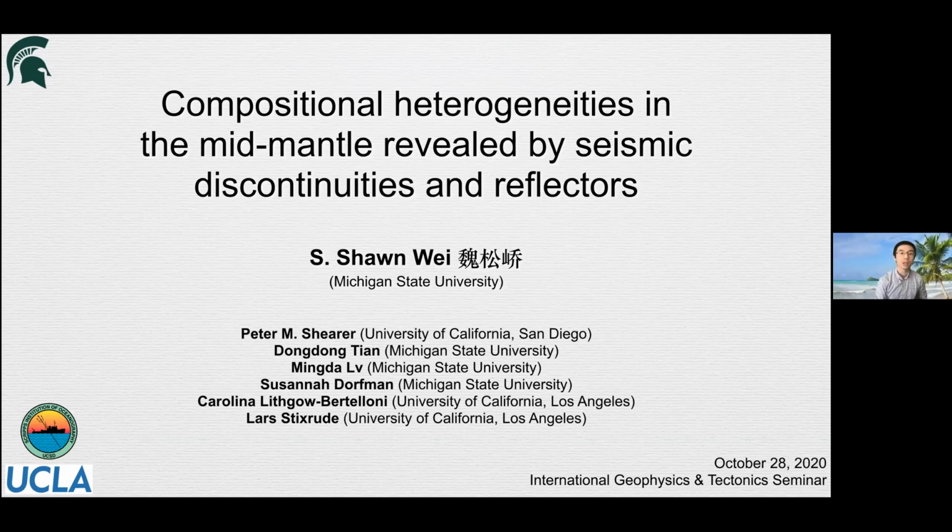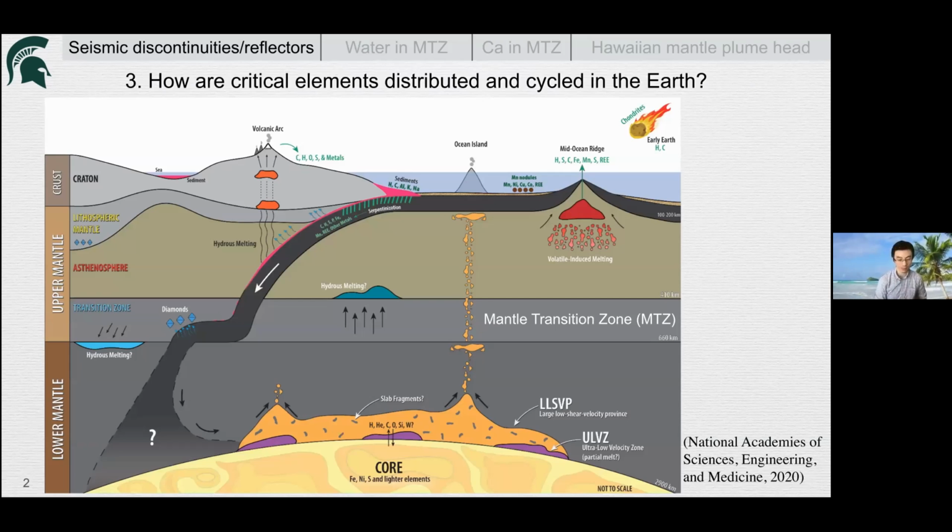So I first want to start with this cartoon. As I guess many of you have already read, this is a report from the National Academy of Sciences this year. They list more than 10 scientific priority questions in earth science, and this question is really interesting to me: how critical elements are distributed and cycled in the Earth.